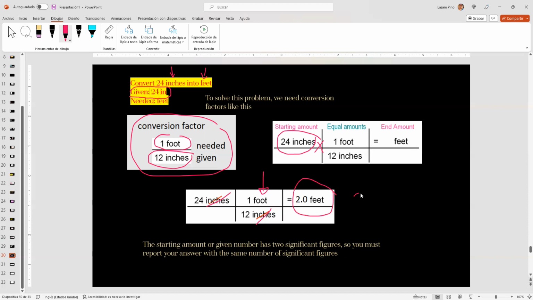You cannot answer 2 feet. Why? Because the given number has 2 significant figures, so your answer must also have 2 significant figures. If you report 2 feet, it is wrong because here you have only 1 significant figure and it's not according with the given number.